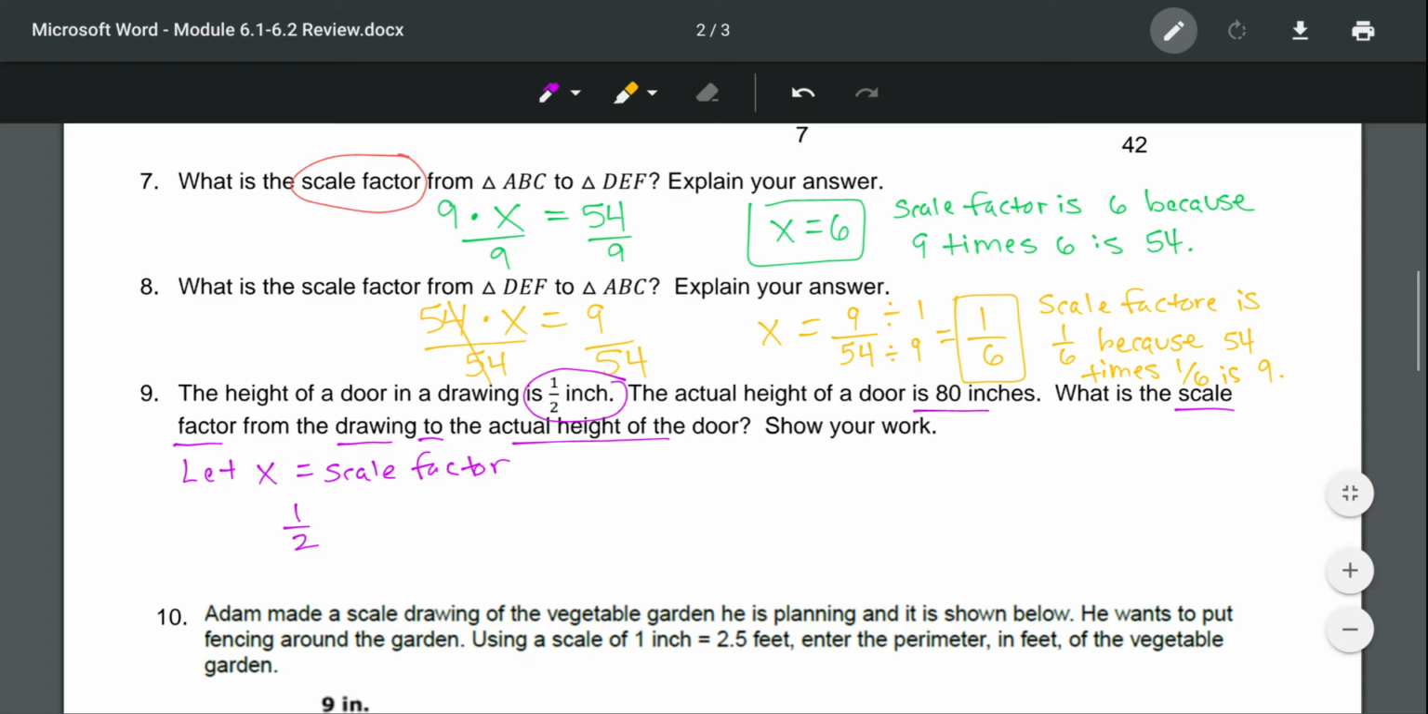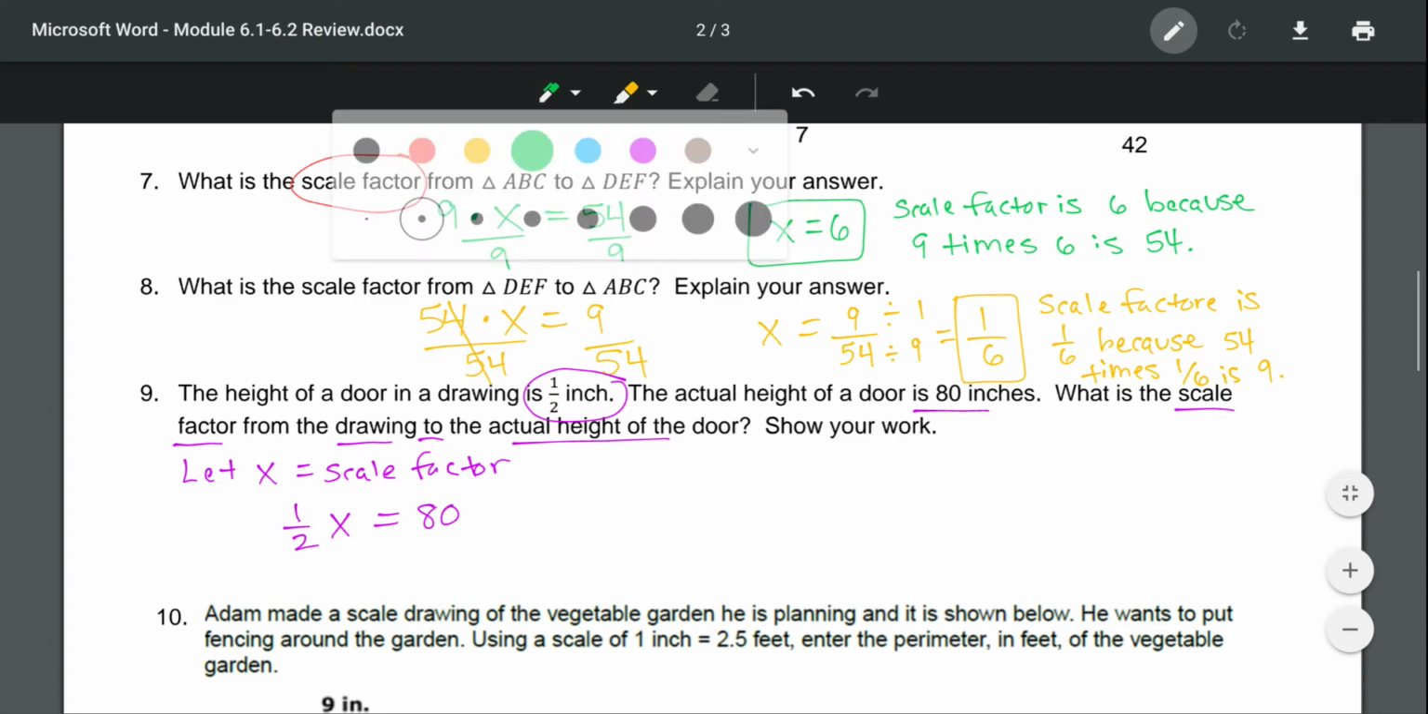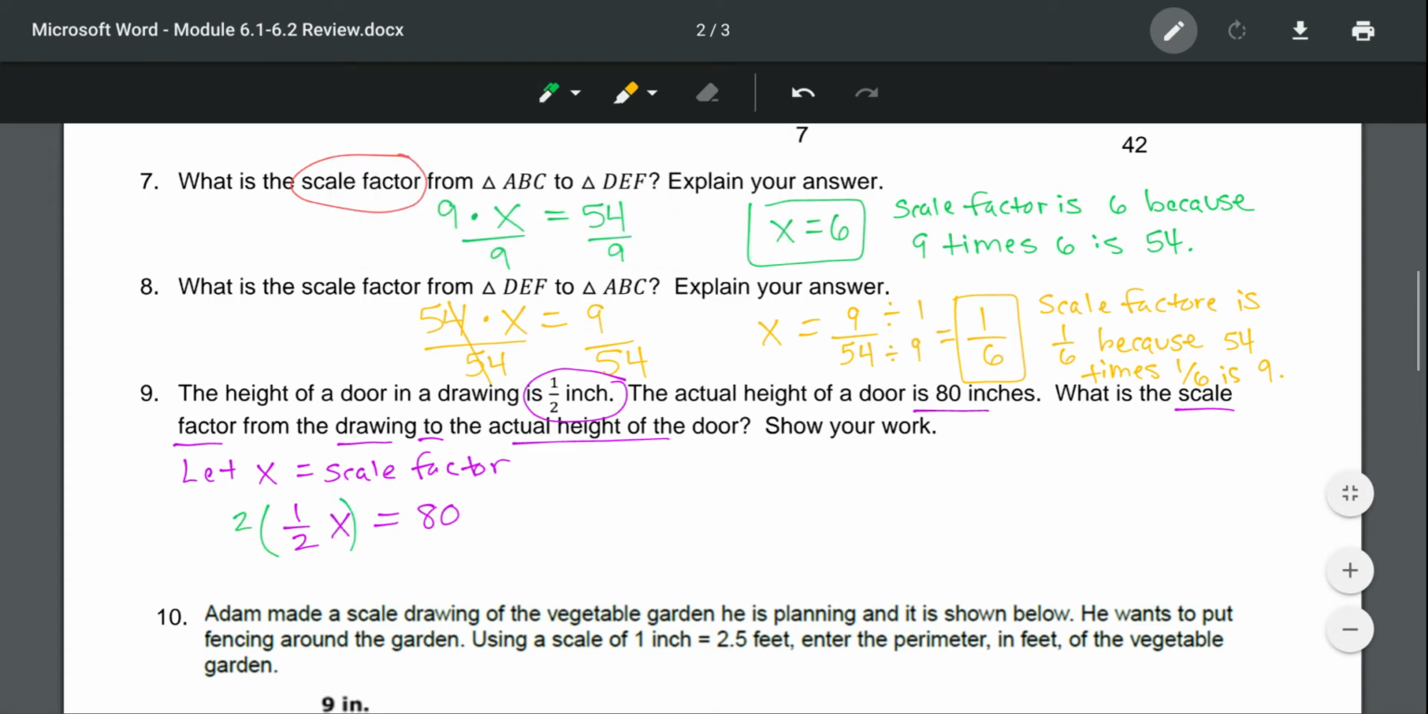So 1/2 times my scale factor of x has to equal 80. So to solve, you can multiply both sides by 2. So you're going to get that x will equal 160. Okay, so the scale factor is 160. Okay, so I'm writing sentences, but on the actual knowledge check, you would just have to write the answer. So you would just write 160.